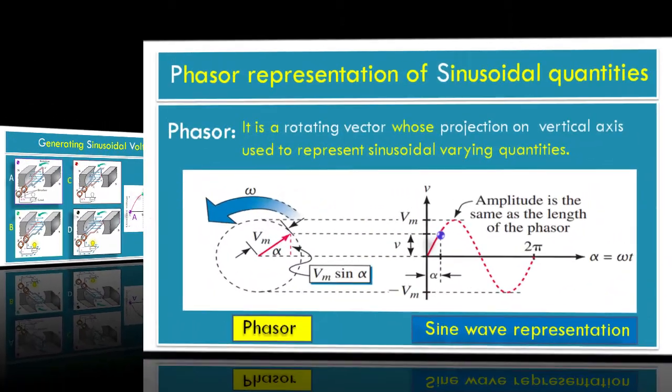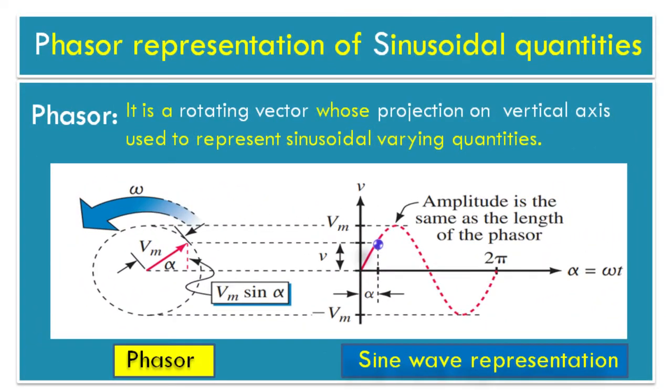Now study phasor representation of sinusoidal quantities, where a phasor is a rotating vector whose projection on the vertical axis is used to represent sinusoidally varying quantities. Refer to the diagram. Consider the red line of length Vm. The vertical projection of this line is Vm sin alpha, as the phasor rotates at angular velocity omega in the counterclockwise direction and alpha is equal to omega t. We get vertical projection V equal to Vm sin omega t, and if we plot a graph of projection versus alpha, we get a sine wave.